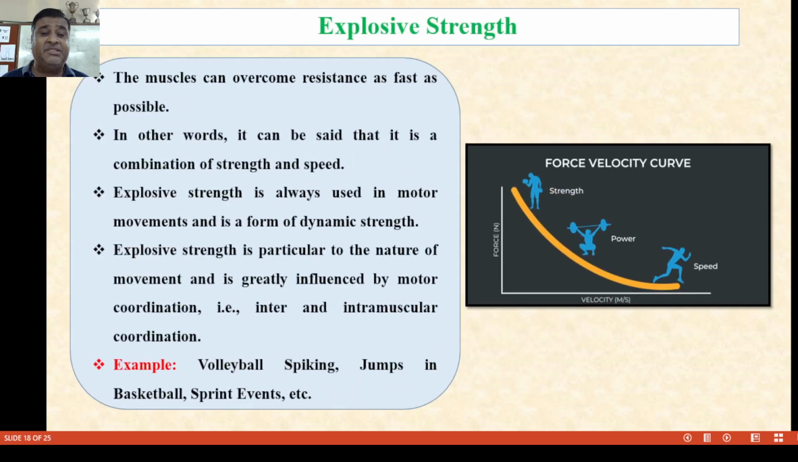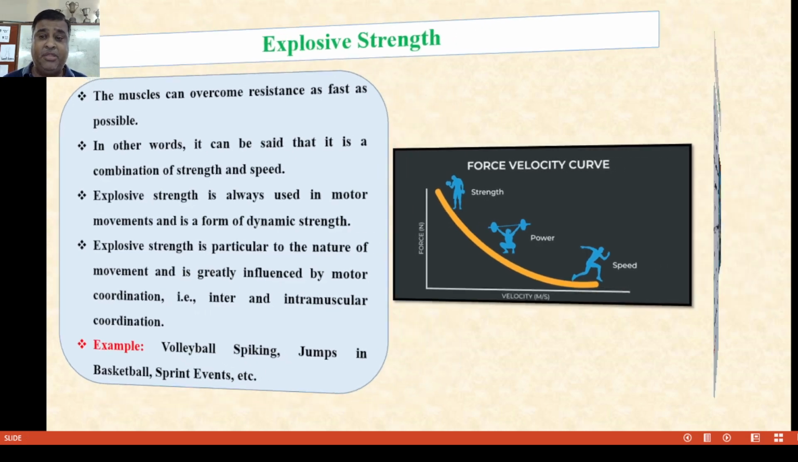Next is explosive strength. It is to overcome resistance, to act against resistance as fast as possible. It is a combination of speed and strength. Explosive strength involves motor components and movements, and is a form of dynamic strength. Explosive strength is particular to the nature of movements, and it is greatly influenced by motor coordination, that is inter- and intramuscular coordination. Examples are volleyball spiking, jumping in basketball, sprinting events, and many more.